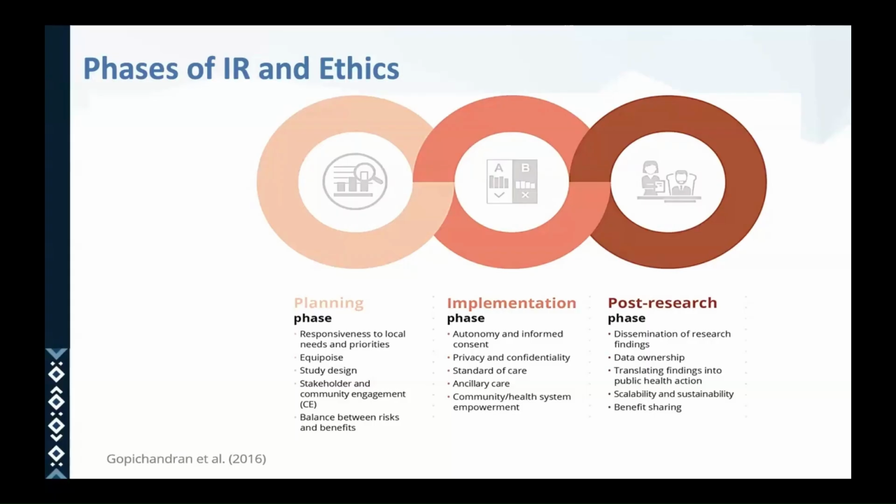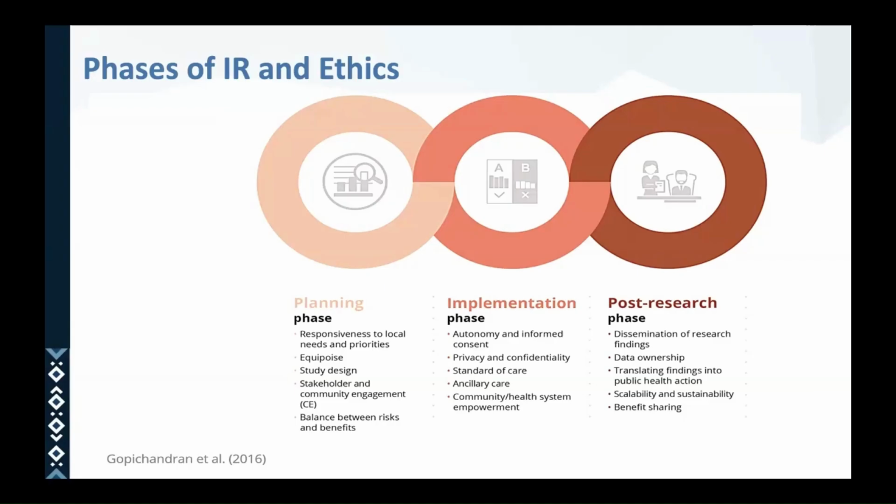Maybe they may question what you are doing. At the implementation phase, autonomy and informed consent. Let the people know what they are doing. Give them the right to accept to be part of that study without you influencing or coercing them to take part in your study. Ensure that their privacy and confidentiality is met. The standard of care should be there, and community and health system empowerment, empower the community, empower the health systems.